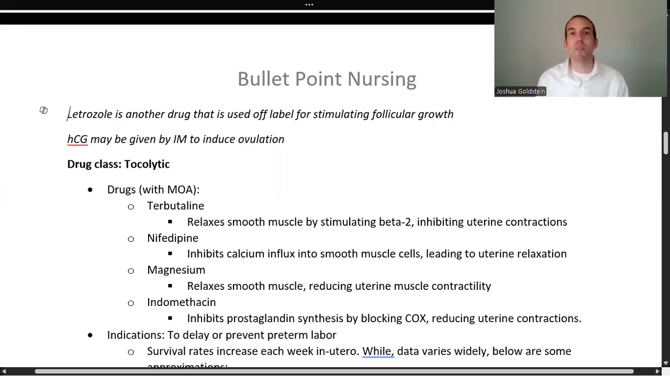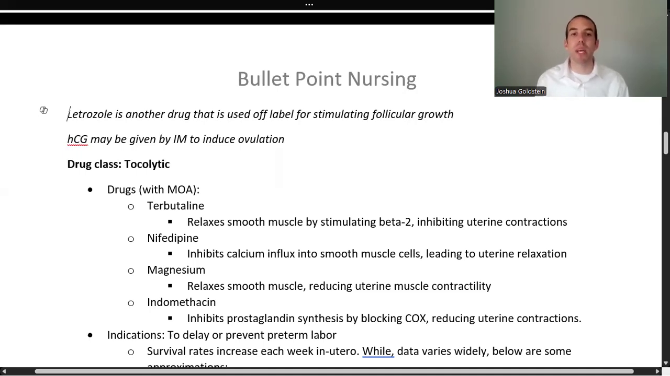What drugs are we talking about? The 4 primary drugs that we use for tocolytics are terbutaline, nifedipine, magnesium, and indomethacin. All of these drugs also have other uses, and all of these drugs are discussed elsewhere in pharmacology, but let's go through it real quick. Terbutaline relaxes the smooth muscle, so that stops the contractions. Nifedipine is a calcium channel blocker. Calcium is used for muscle contraction. Again, relaxes the uterus. Magnesium is a smooth muscle relaxant, so again, relaxes the uterus to prevent those contractions.